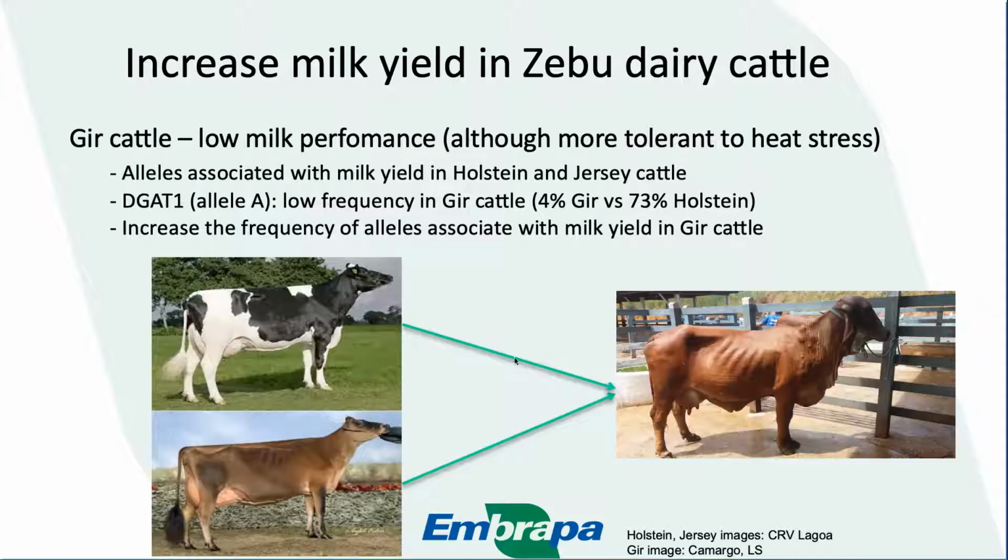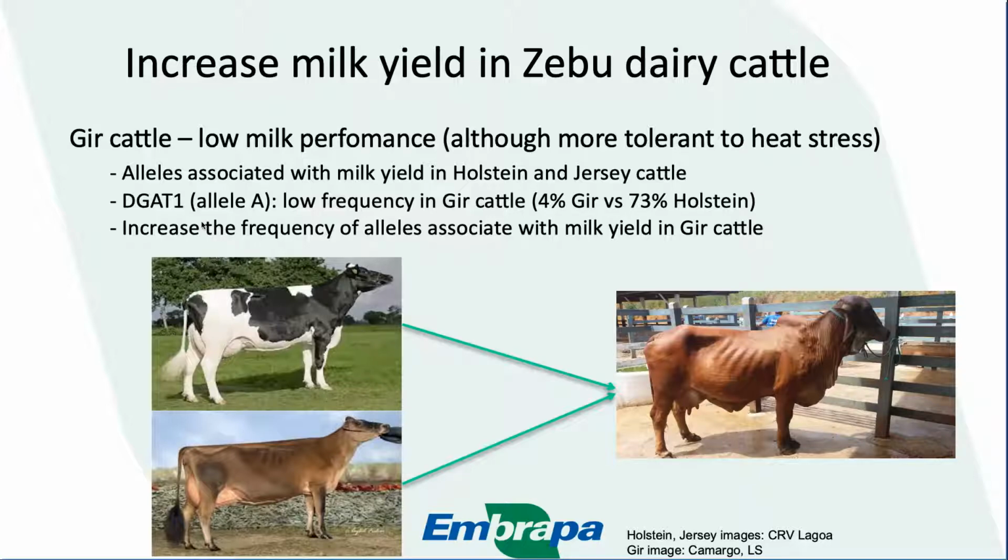So again, instead of crossing Holstein with Gyr, actually we have a breed of that. We call it the Girolando cattle. It's a crossbred. We have the F1, the 3/4, 7/8. But now, instead of crossing Holstein with Gyr, we want to move only the mutations that are associated with milk production.